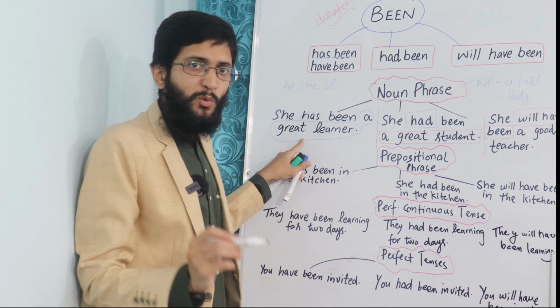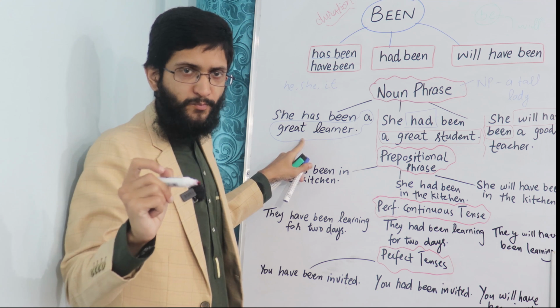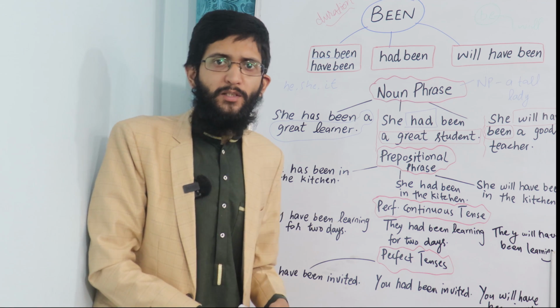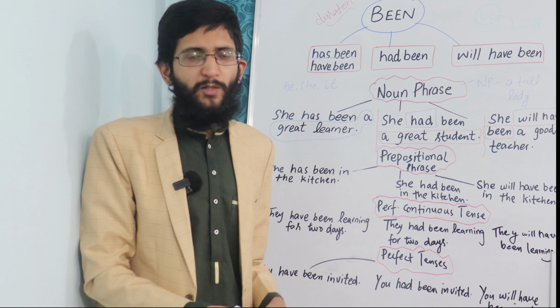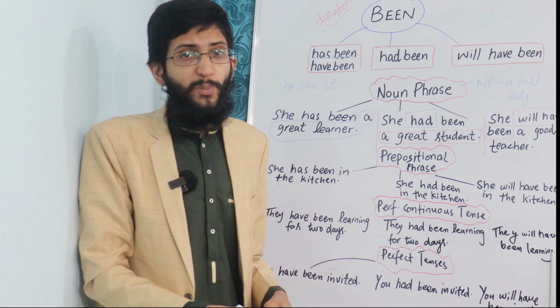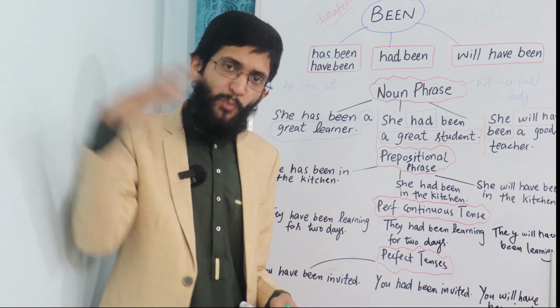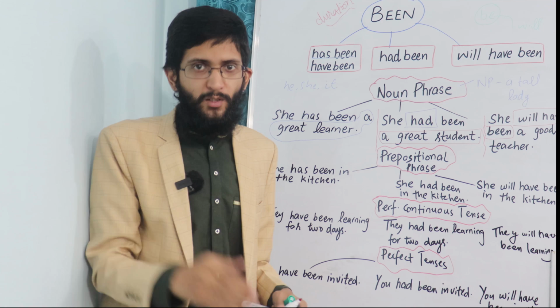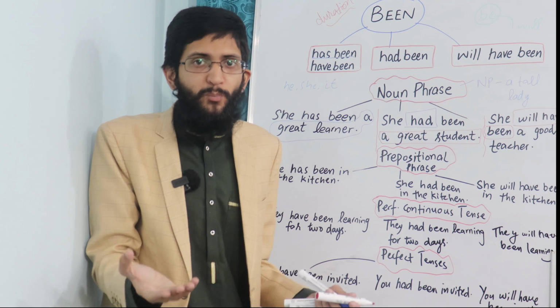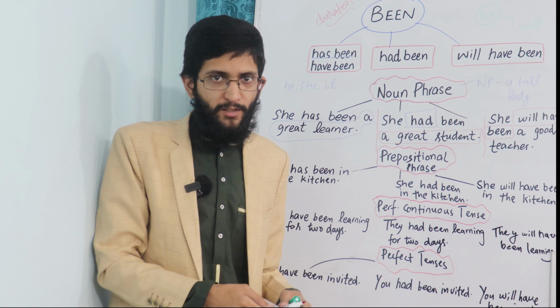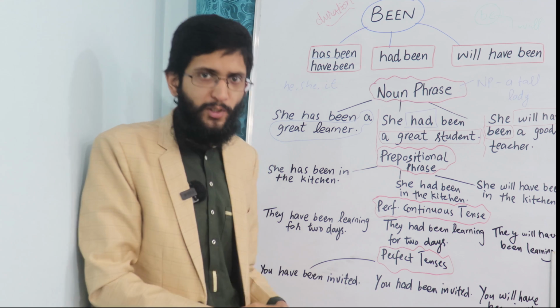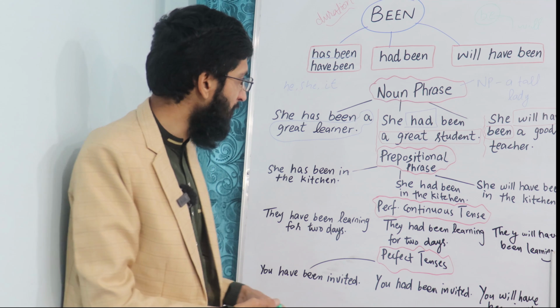You can also use a single adjective. For example, a husband comes home and he asks the wife, have you completed the work? She says, I have been busy. That means since morning I have been busy. Or the whole day I have been busy with the kids. Or I have been busy in the kitchen. So that means she has been doing something or she was doing something.